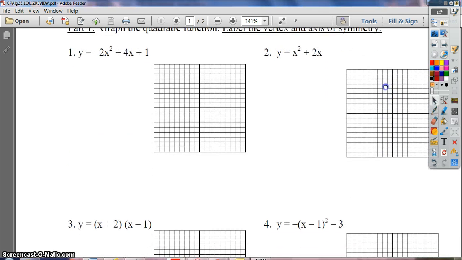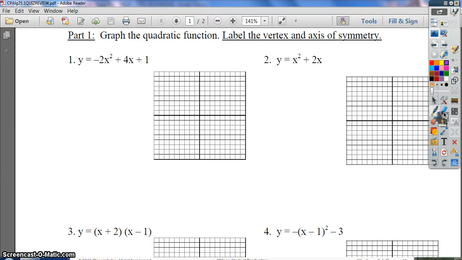So I want you to see the top. We're doing the 5-1 quiz review. Let's start with basically graphing. The first one's in standard form. Make sure you label the vertex and axis of symmetry. This is big. I can't bold it and underline it anymore. A is -2, B is 4, C is 1.